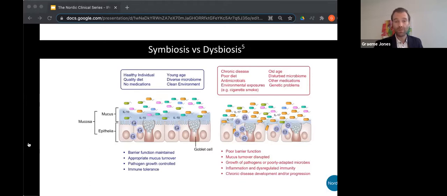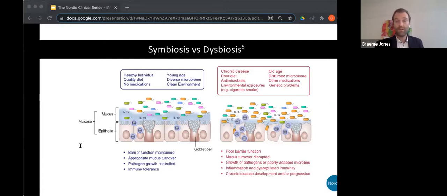no medications, young age, because of course we tend to be much healthier the younger we are. But of course we can delay biological aging through various techniques. Clean water, clean air, so things like pollution have been shown to be very problematic for the microbiome. So you think about, of course, where your patient or clients live.